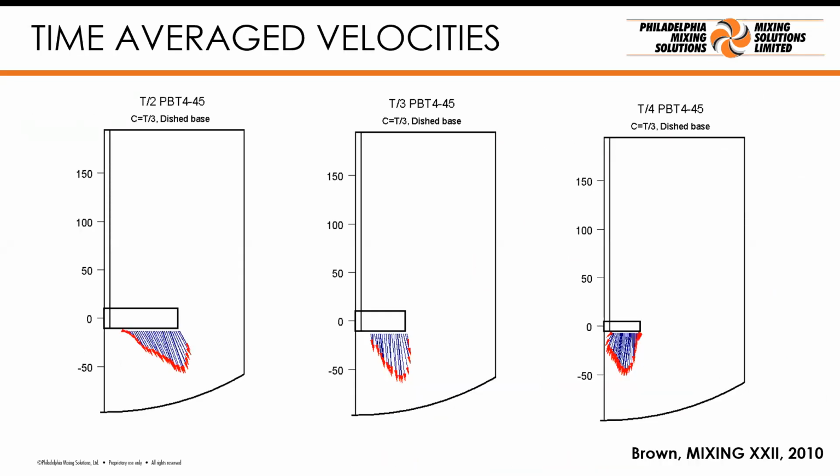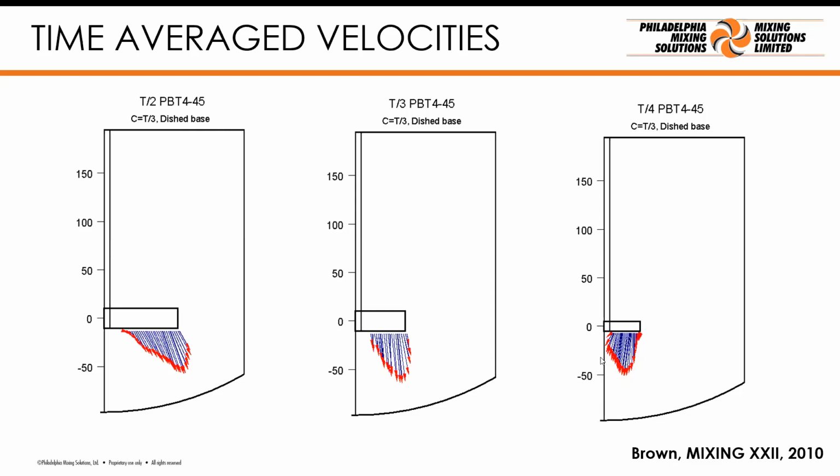So we can calculate the flow that the impeller generates if we know its flow number, but all that tells us is the magnitude of the flow. It doesn't tell us where the flow is being directed. So one thing that we can actually do, these are the time averaged velocity profiles for 3 pitch blade turbines, which are measured using laser Doppler anemometry. And by changing the diameter of the impeller, we can change the direction of the primary flow off the blade.